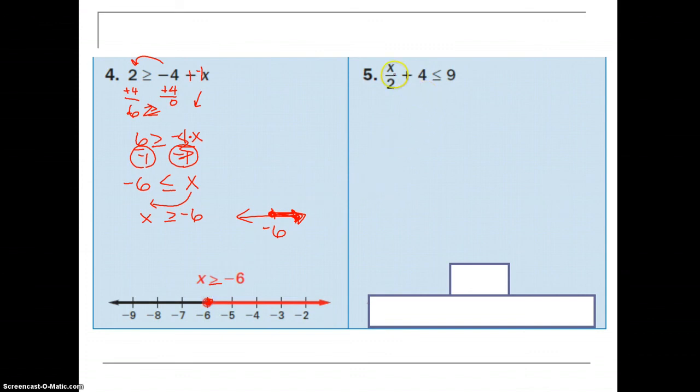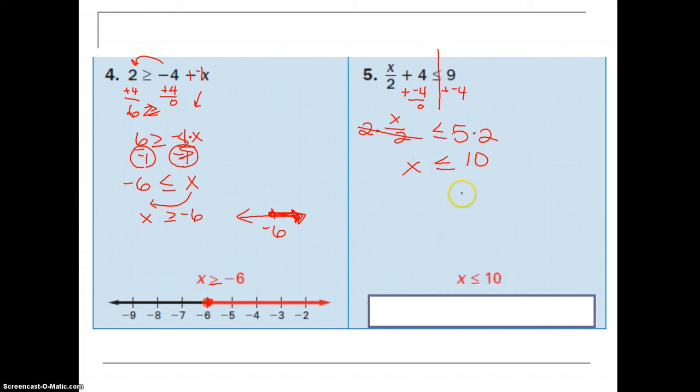Number 5, here's the variable, clear the 2, clear the 4. Clear the 4 first by adding a negative or subtracting, however you like to think about it. This is x divided by 2, that became 0. Bring down the inequality, this is 5. Multiply by 2, that's 10, that clears the x. Do not flip. X is less than or equal to 10. Graph it. Closed, x is less, so it goes to the left.